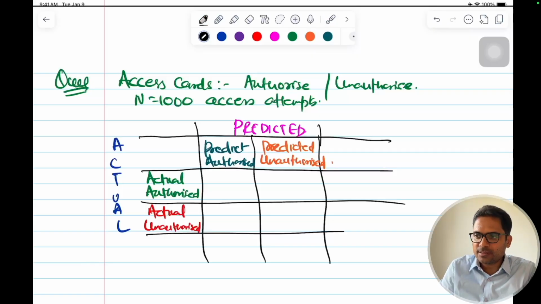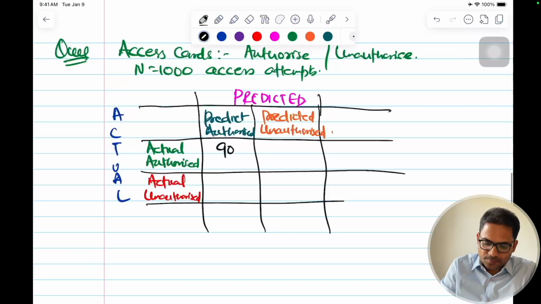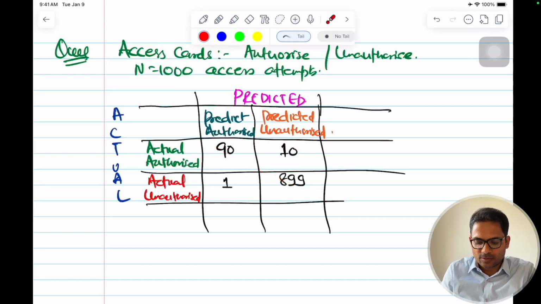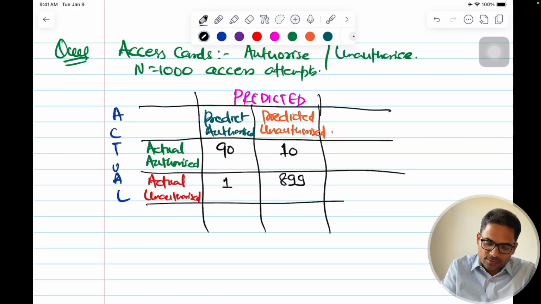The data we have here is 90, 10, 1, and 899. Whatever comes in my diagonal elements is good, because this was actually authorized and predicted authorized, this was actually unauthorized and predicted unauthorized, all good, no problem. But the confusion is here, that's why it's called a confusion matrix. This is your true positive, this is your true negative, no problem with this. The problem is with your false positive and false negative.